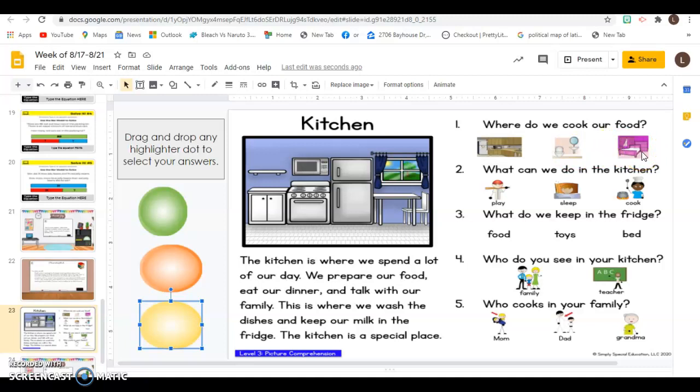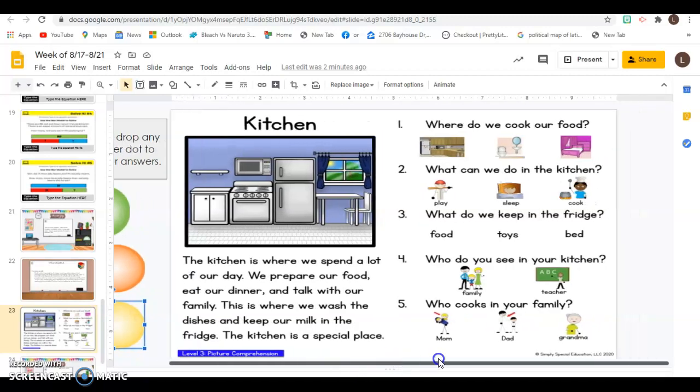To show me your answer, you're going to come to the side over here and grab one of these highlighter dots and drag it to what you think the answer is and drop it. Right here, I want you to take a look at, you see how when I move my arrow to this little area here, it kind of gets dark? When it gets dark, you can click on it and grab it and move side to side.